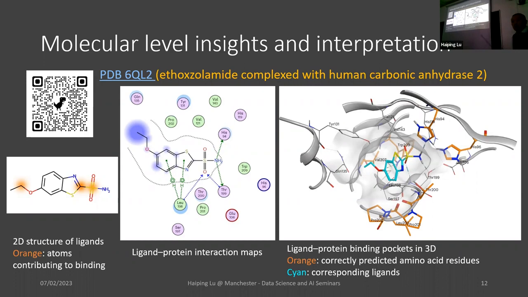So by training our model, we can interpret how the drug actually interacts with the protein. And here is some illustration. This is the 2D structure of the ligand, the drug, where by training the model, we can tell which atoms are contributing the most to the binding. If you remember the 2D map, those are the atoms corresponding to large weights. So we can tell these atoms contribute the most to binding.